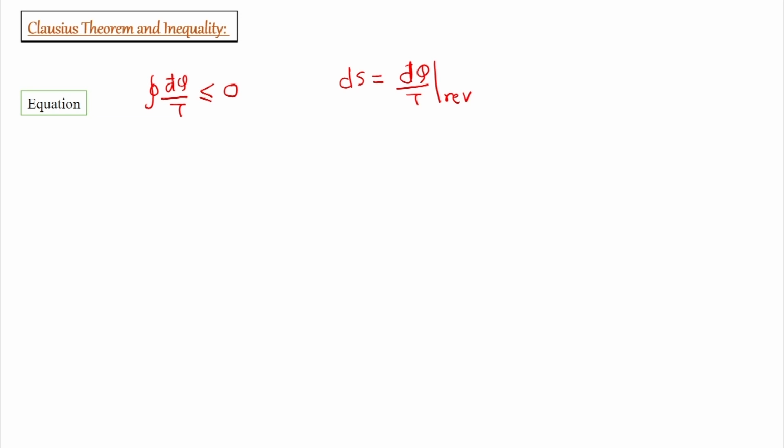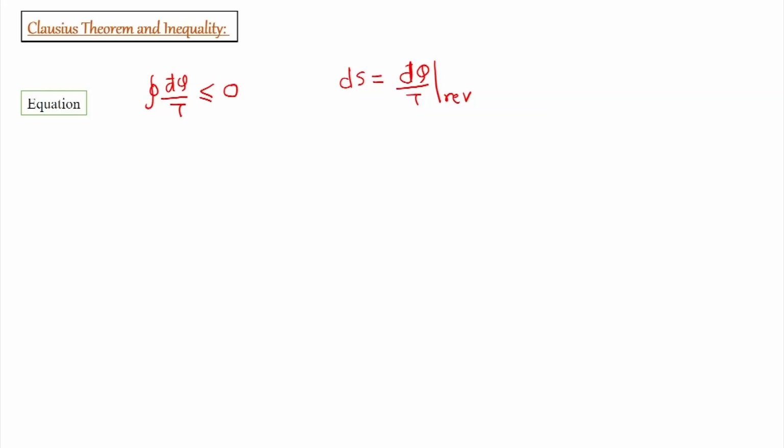As we have seen, the 0th law corresponds to temperature as a property of a system. The first law corresponds to internal energy or enthalpy as the property of the system, and then the second law of thermodynamics tells us that entropy is the property of the system. So for a reversible process, the change in entropy is equal to dq by T.